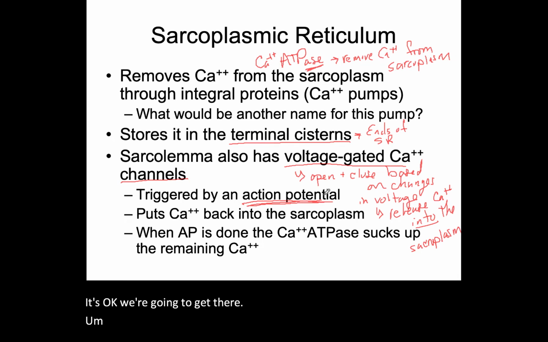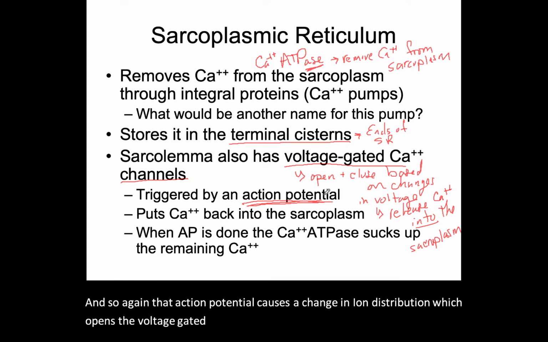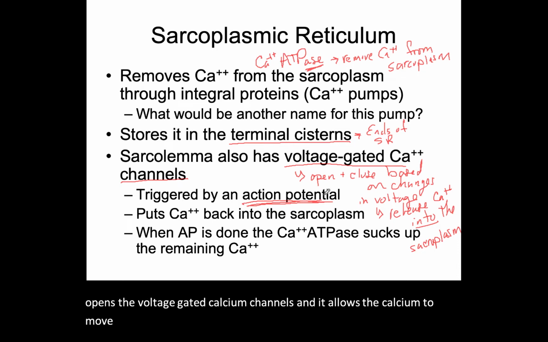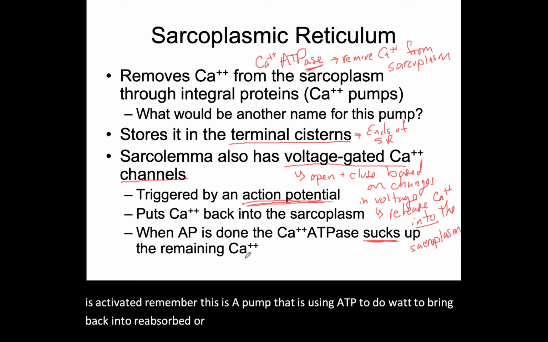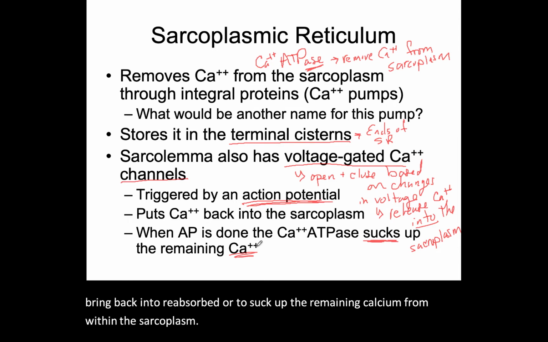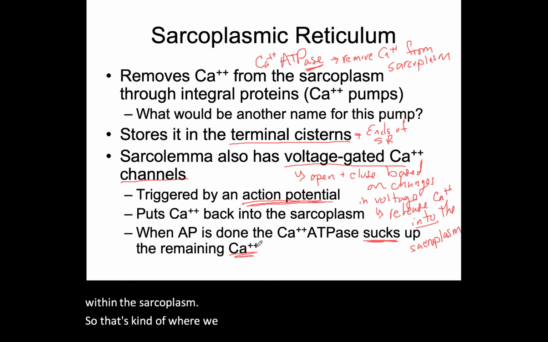And so again, that action potential causes a change in ion distribution, which opens the voltage-gated calcium channels, and it allows the calcium to move into the sarcoplasm. When the action potential has left, calcium ATPase is activated. Remember, this is a pump that is using ATP to do what? To bring back in, to reabsorb, or to suck up the remaining calcium from within the sarcoplasm. So that's kind of where we are with that part of the story.